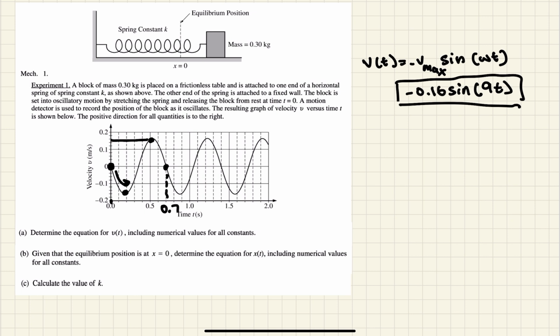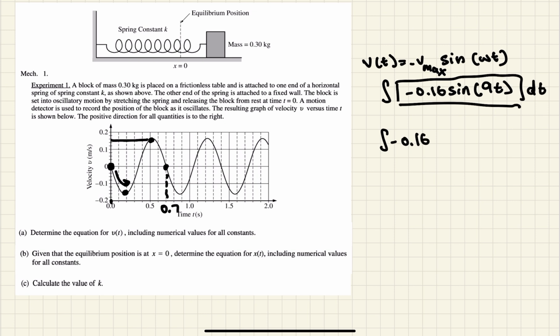I guess you don't need units or sig figs for AP Physics, but it would be 9.0t. For the second one, it says find an equation for x of t. You can just integrate this. Now, one thing about this is u substitution.